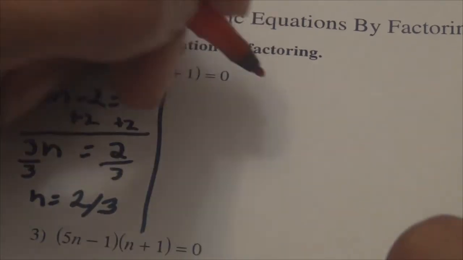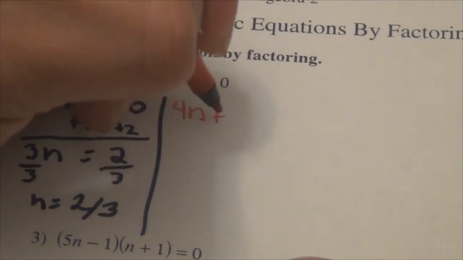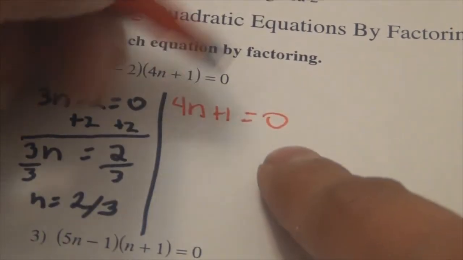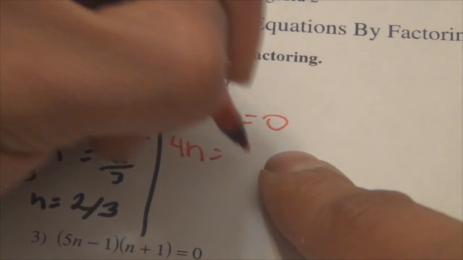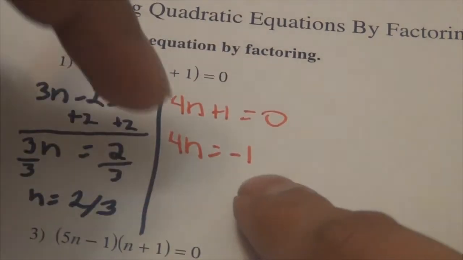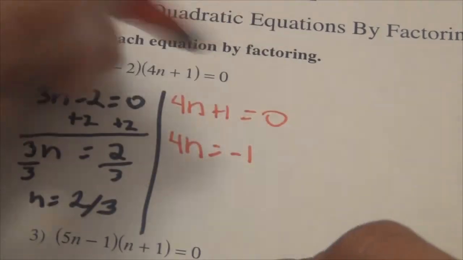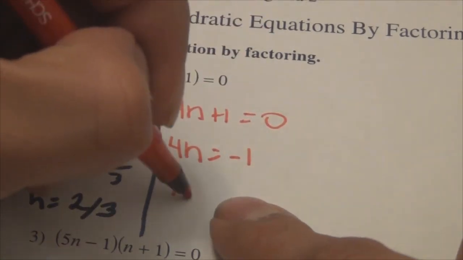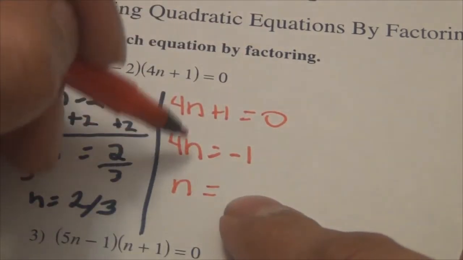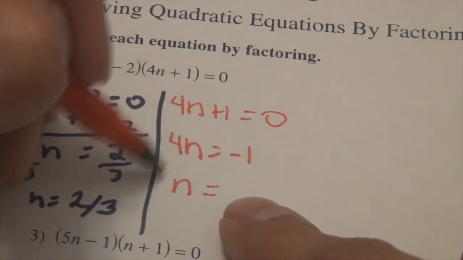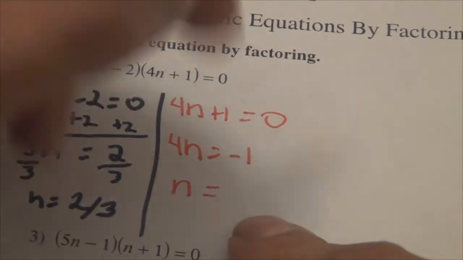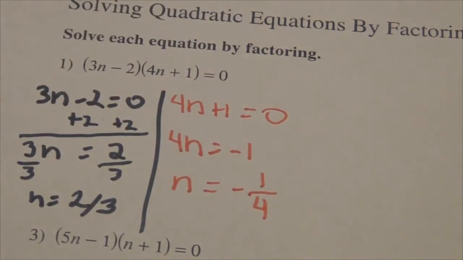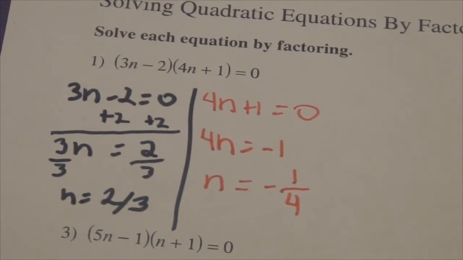So this one, 4n plus 1 equals 0. Subtract 1 from both sides and you get 4n equals negative 1. You should know this by now if you watch the video on solving equations. Now we're going to divide by 4 on both sides. The idea behind dividing by 4 is to cancel this 4. 4 divided by 4 cancels out, right? And then this one becomes negative 1 over 4. And my friend, these are your solutions.